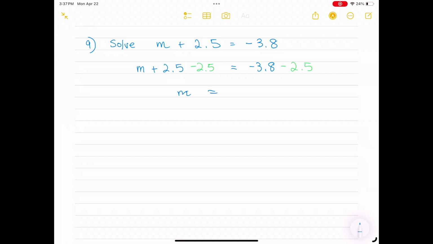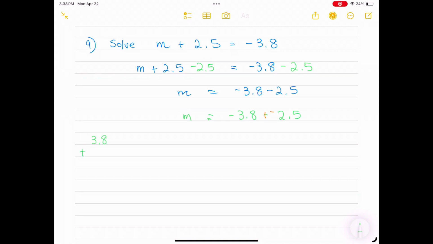On the left-hand side, 2.5 minus 2.5 equals 0, so we have m by itself. And on the right-hand side, we have -3.8 minus 2.5. Whenever we subtract real numbers, we must add the opposite. So now we have -3.8 plus -2.5. Now we are adding decimals with the same sign. So we add 3.8 plus 2.5, and we keep the negative sign in the solution.